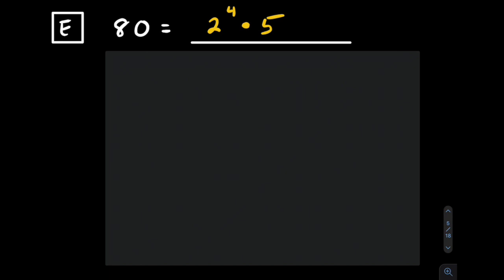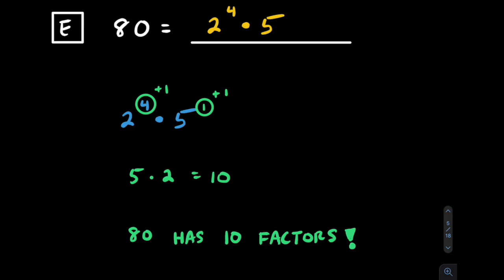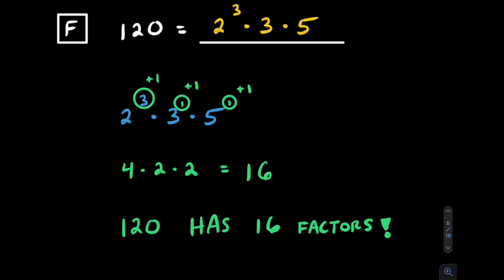Now it's your turn. Pause the video and write down this prime factorization. See if you can determine how many factors 80 has without even listing them out. If you got 10, good job. If you want to check it, go ahead and try listing all the factors of 80 out. You should get 10 of them. And let's try another here. It turns out 120 has 16 factors.